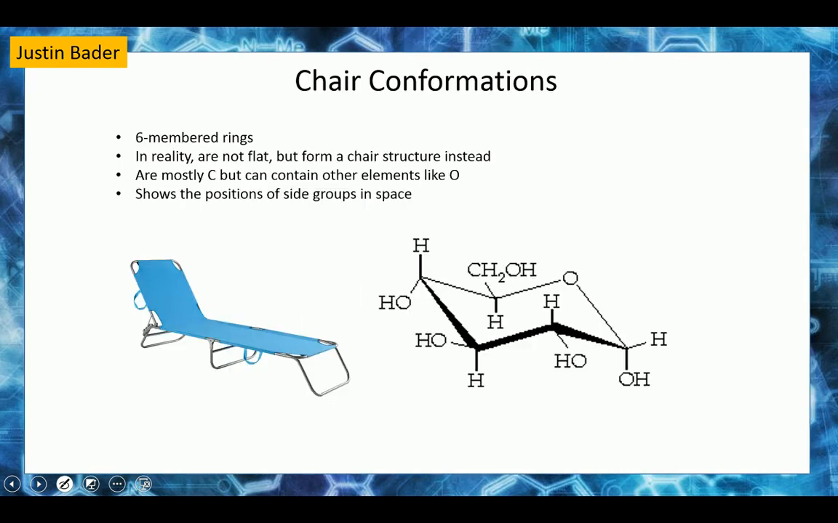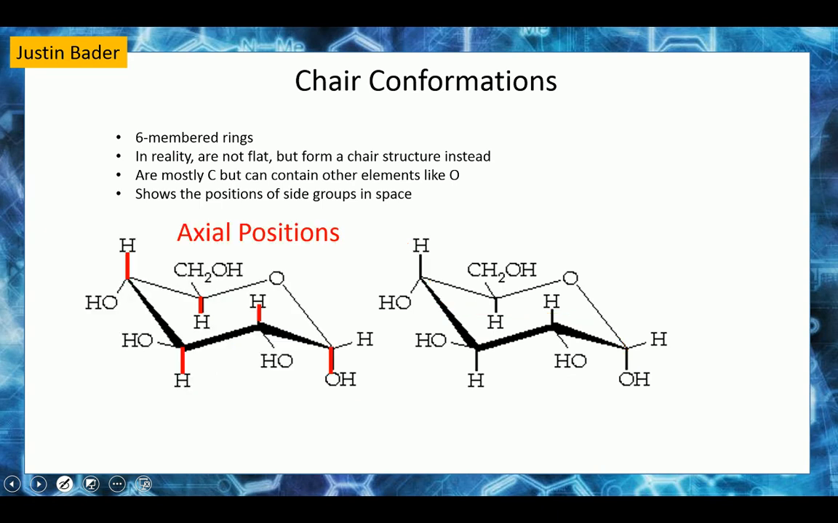Chair conformations, and it's a separate topic. Chair conformations are 6-membered rings. They are mostly carbon, but can contain other elements like oxygen. In reality, we may draw these rings as flat, but they aren't flat. They actually form a chair-like structure, such as this beach chair right here. It forms a similar structure, and it shows the position of the side groups in space.